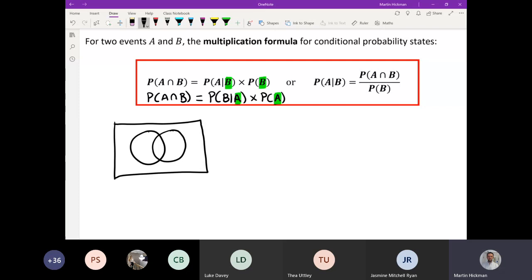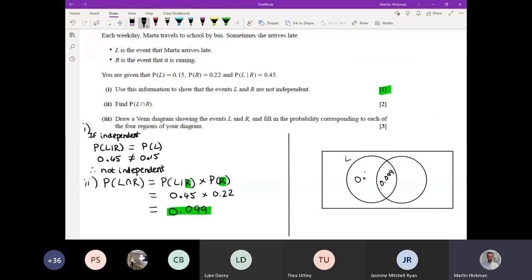So the 0.099 goes in the center there. The whole of that circle for L needs to add up to 0.15. So on your calculator, you'll find that you just need an extra 0.051 there. Everything in this circle for R has to add up to 0.22. Yet again, pop it in your calculator, 0.22, take away 0.099, and we get that. And then everything in the rectangle has to add up to 1. So add that up and take it away from 1, and we get 0.729.